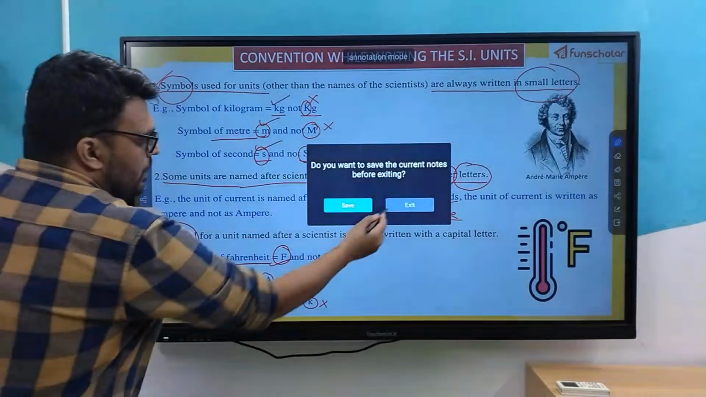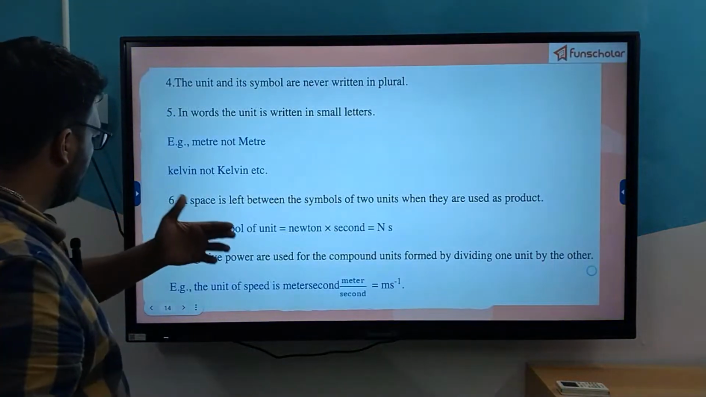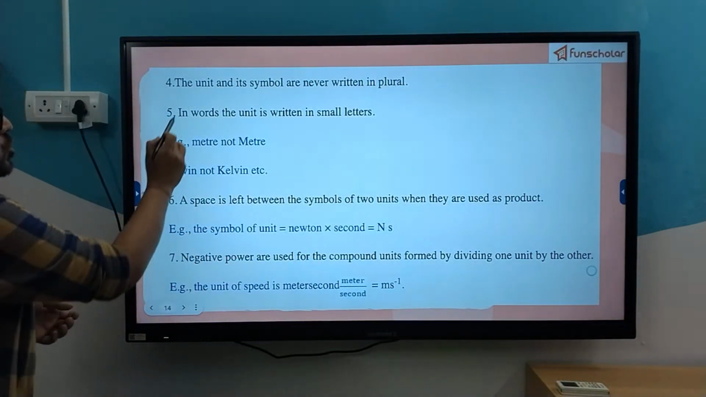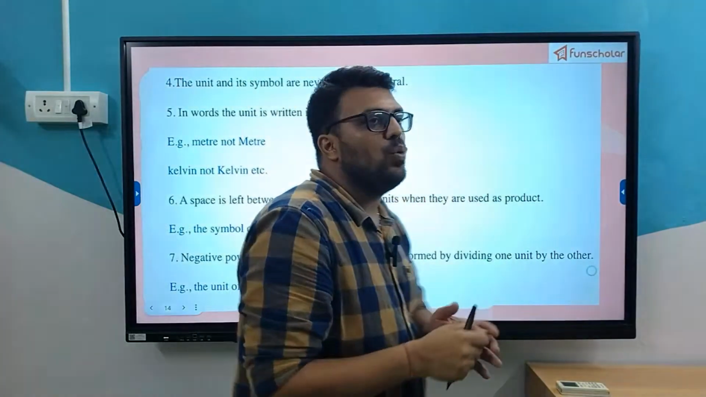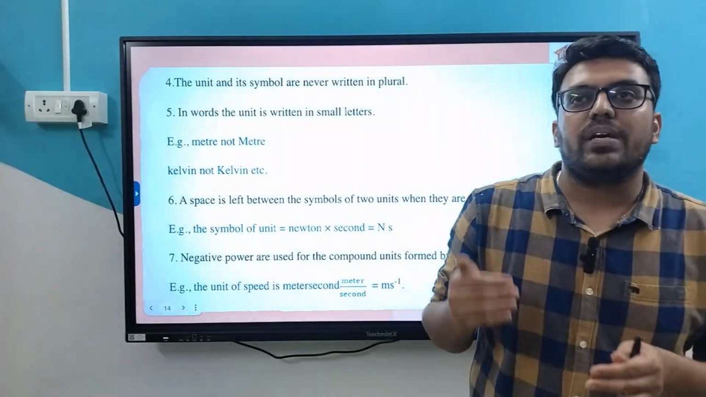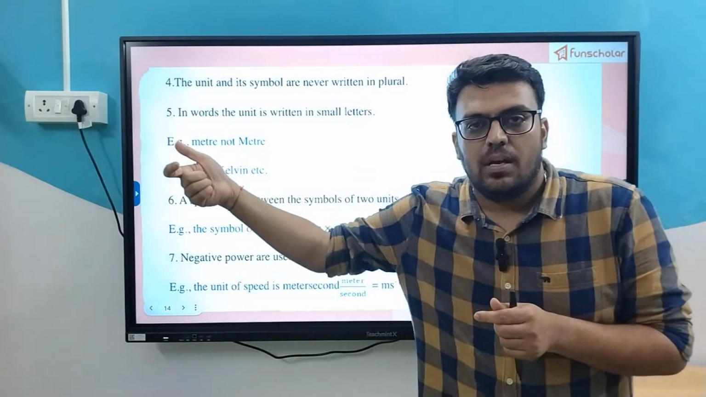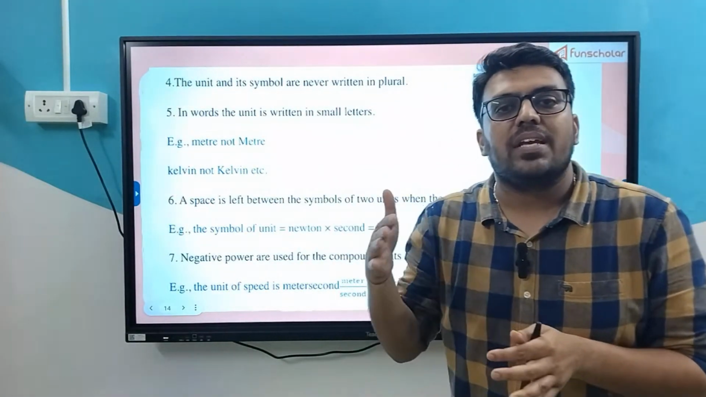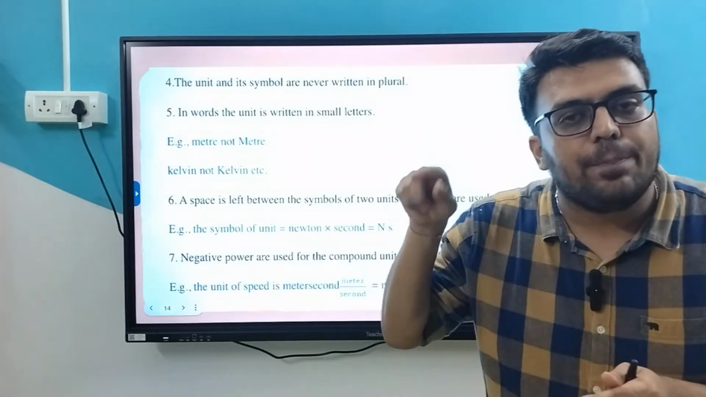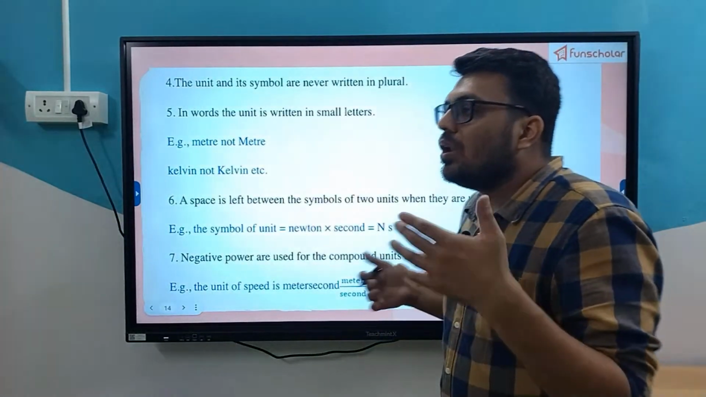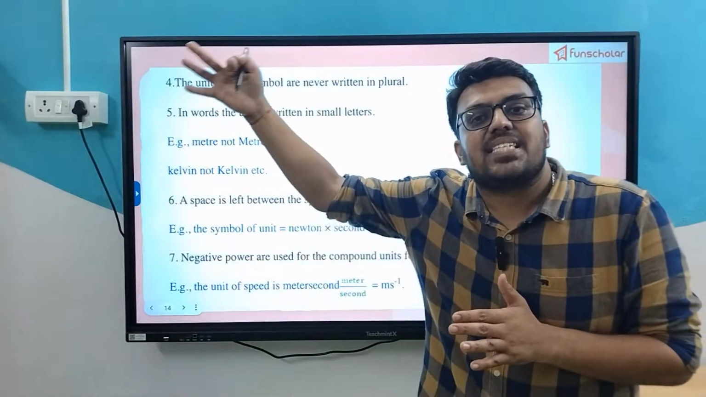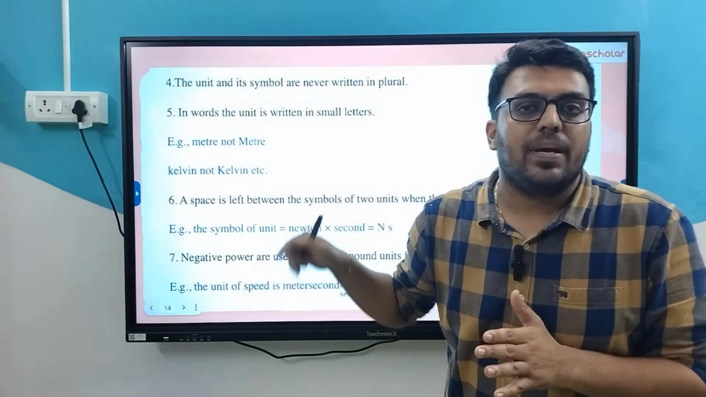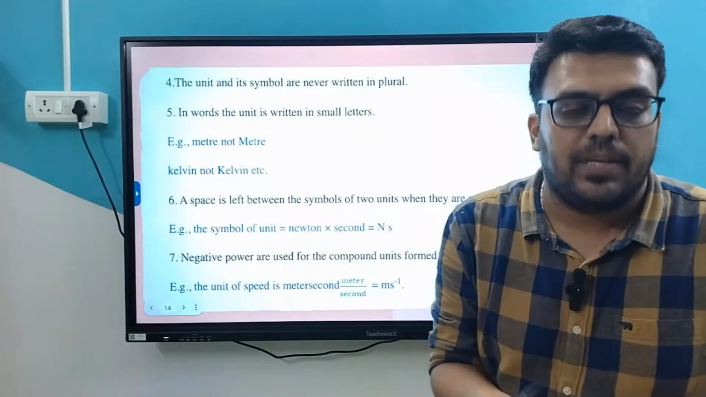What are the other rules? There are 4 other rules also. The unit and its symbol are never written in plural. This means you will never say 15 kilograms. You will always say 15 kilogram, not the plural form. You will always say 60 second. You will never say 60 seconds. The s will be omitted because the plural form is not accepted.